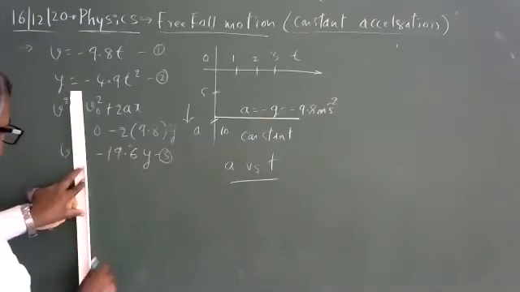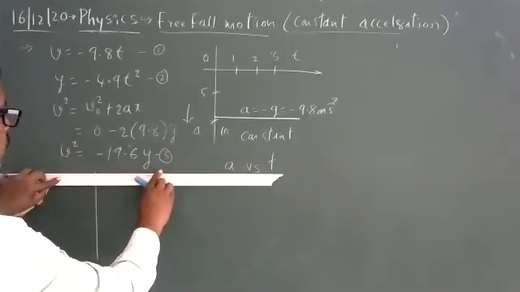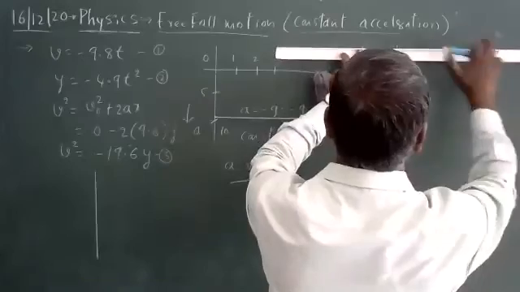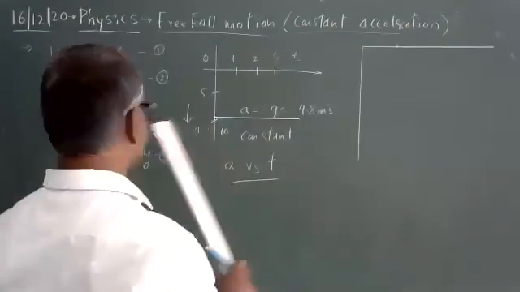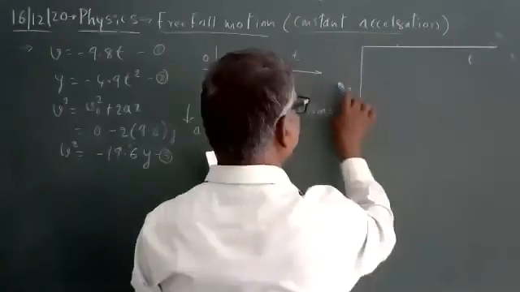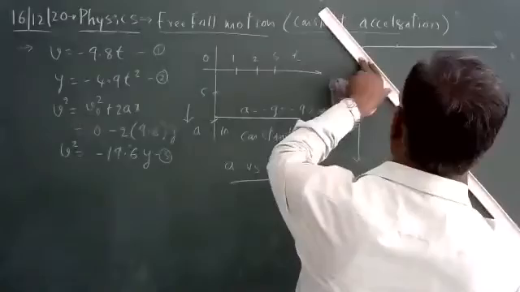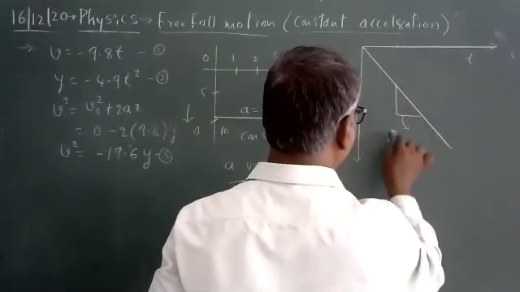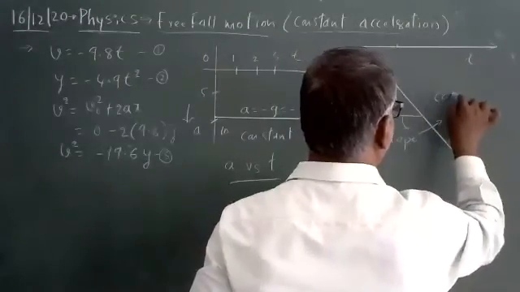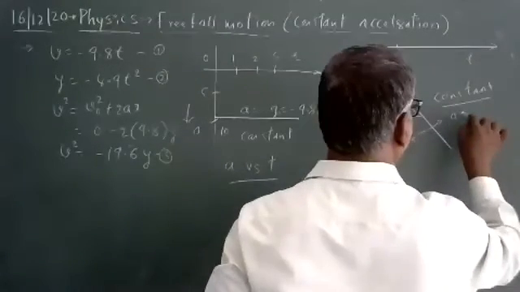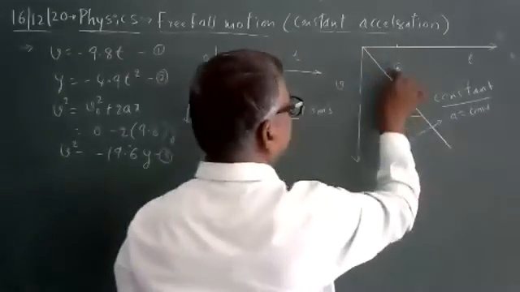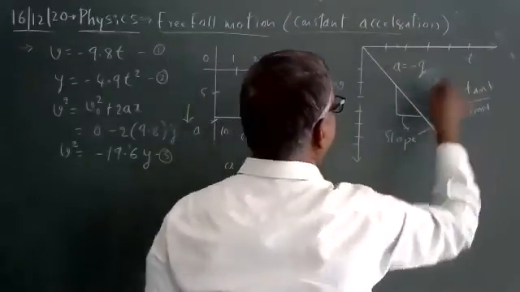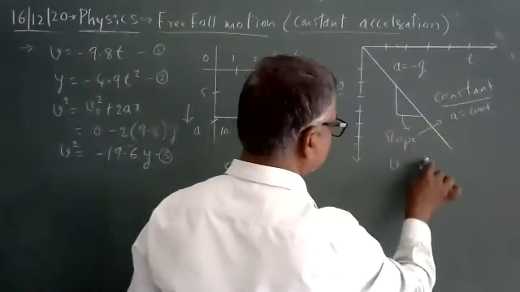Next, let me draw one more graph. This is again the time axis, and this is velocity. Velocity versus time is going to have a constant slope. The slope equals a constant, where a equal to minus g. You can have 1 second, 2 seconds, 3 seconds, 4 seconds, 5 seconds. This is called velocity versus time.